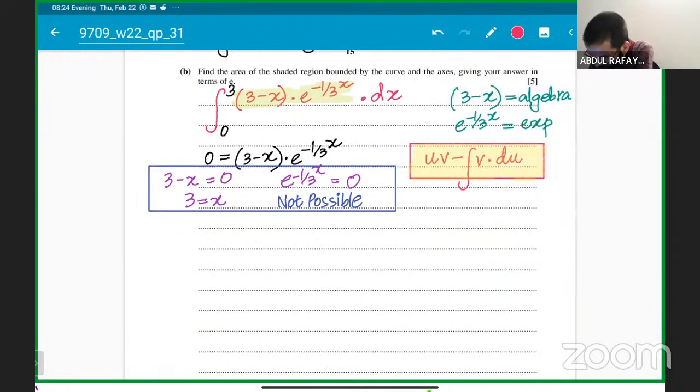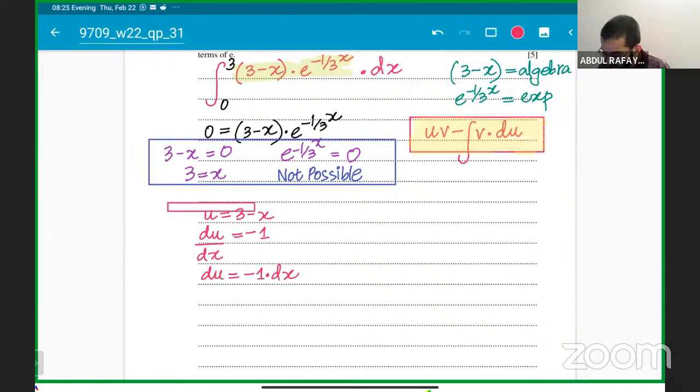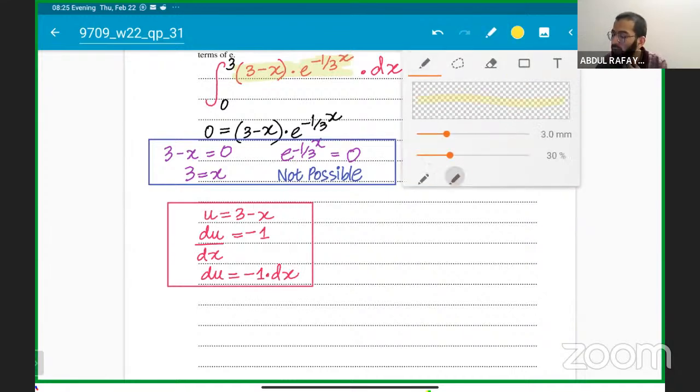Students, u is equal to 3 minus x. So what is the differentiation of u? It's u with respect to x, although it's the same thing. So du over dx is basically minus 1. And if you have to make dx the subject, then du is minus 1 times dx. Is everyone got it, guys? Step number 1 done. It must be clear now, integration by parts, right?